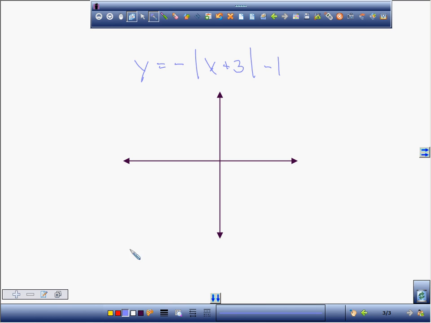Can anyone other than Fred tell me? How about you, Mary? Mary's going to tell me. You go left 3. Perfect. Okay, so this is going to move it left 3. 1, 2, 3. Then what? Down. Then this is going to move it down 1. And then what? Which way? Right side up or upside down? There's a negative in front of it. Oh. The negative is going to flip it upside down.